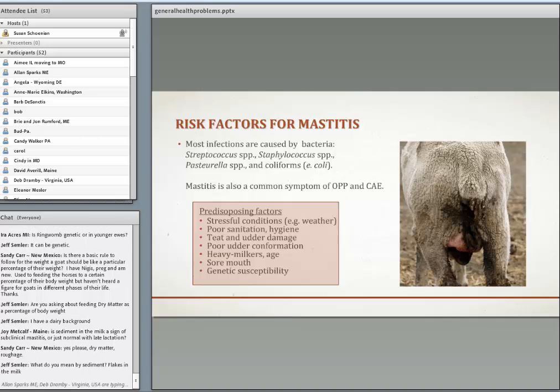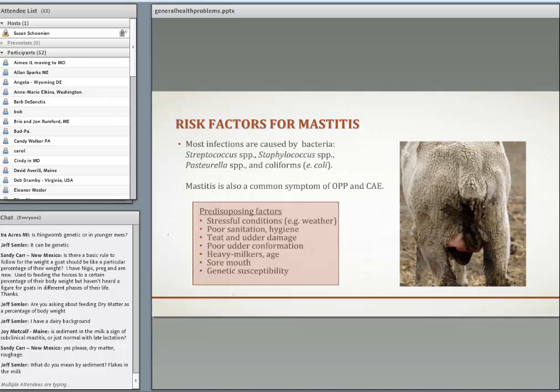The primary cause of mastitis is probably poor sanitation and hygiene and stressful conditions. Like right now, the way the weather has been, my sheep can't get out of the barn, so it's made it more challenging to try to keep that clean.